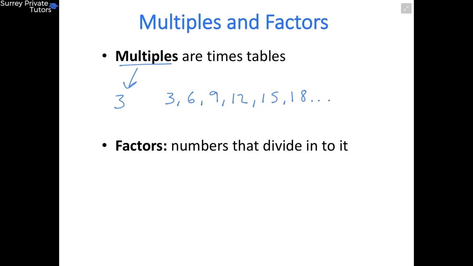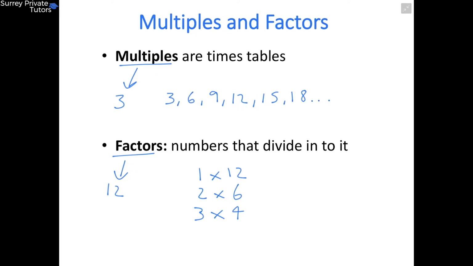The factors of a number are just the numbers that divide into it. For example, if we're looking at the factors of 12, the best way to find them is to think of pairs of numbers that multiply together to give you 12. So we could have 1 times 12. We can have 2 times 6. We can have 3 times 4. And that's as far as we go. They're all the pairs of numbers that multiply together to give you 12.